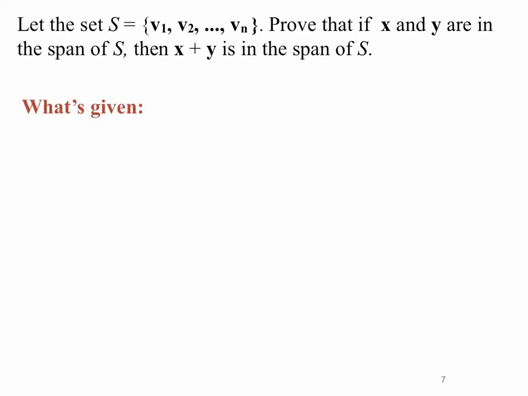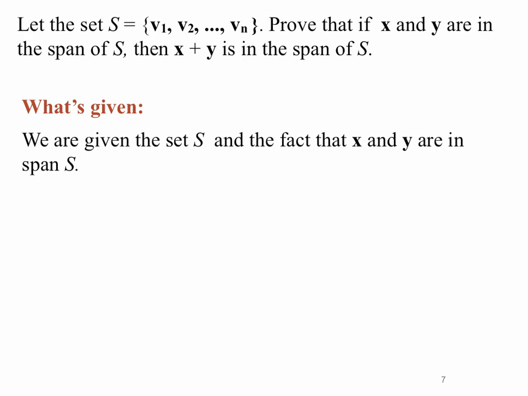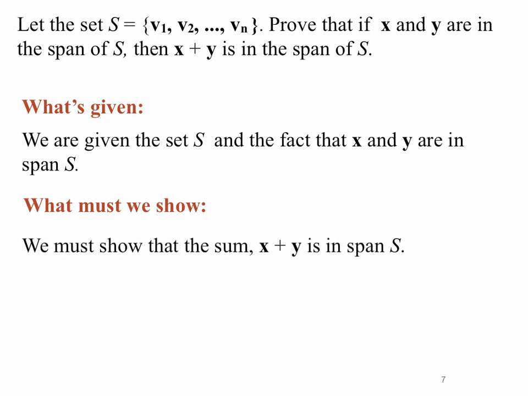So the first thing we need to consider is what is given to us. We've been given the set S, which is v1 to vn, and we're given the fact that both x and y are in the span of S, which means that x and y are both linear combinations of those vectors in S. And we must show that the sum x plus y is also in the span of S. So as I start any proof, the first thing I'm going to do is write down the given information, which I've done here, namely that I have a set S and x and y are in the span of S, and I'm going to write down what I must show. In this case, I must show that x plus y is in the span of S.